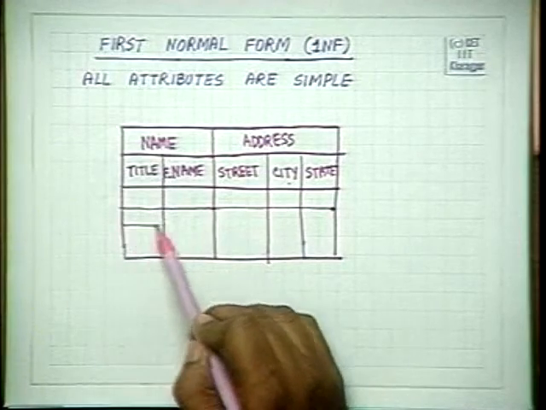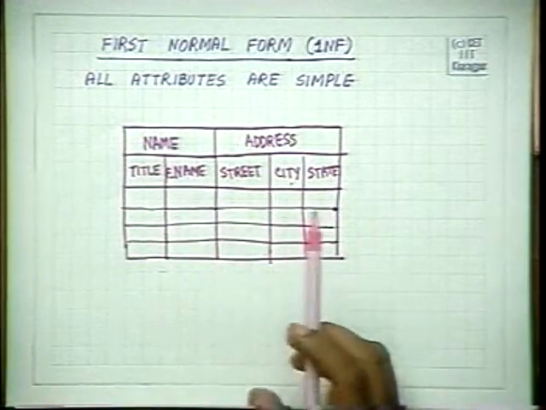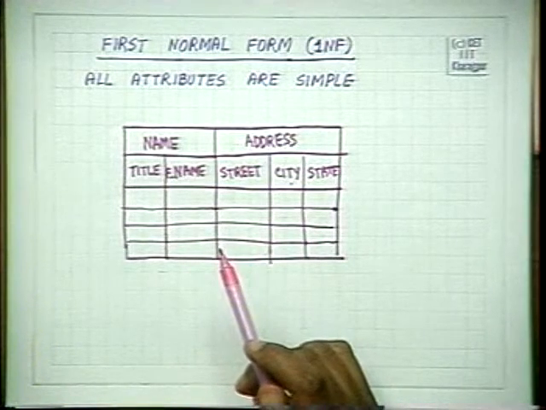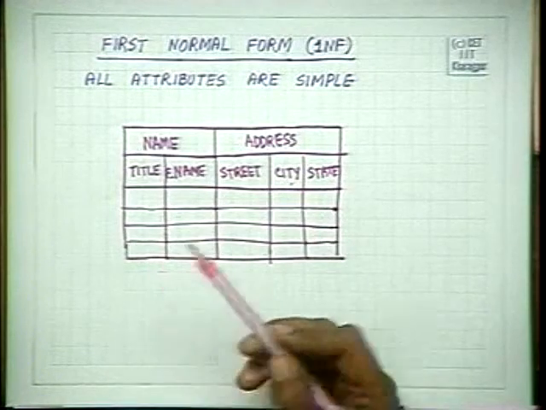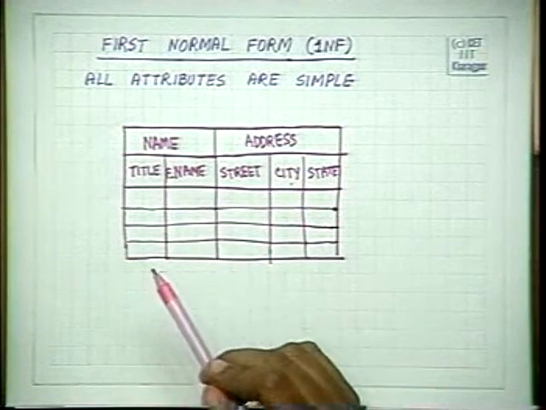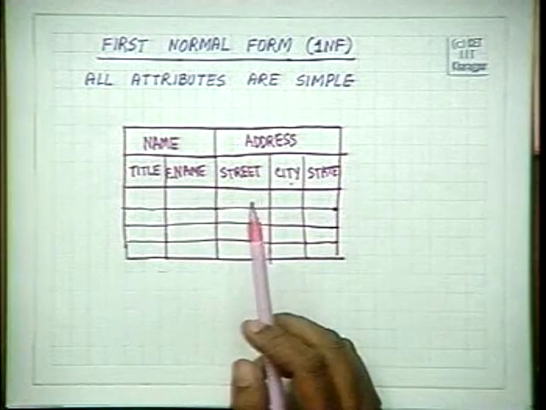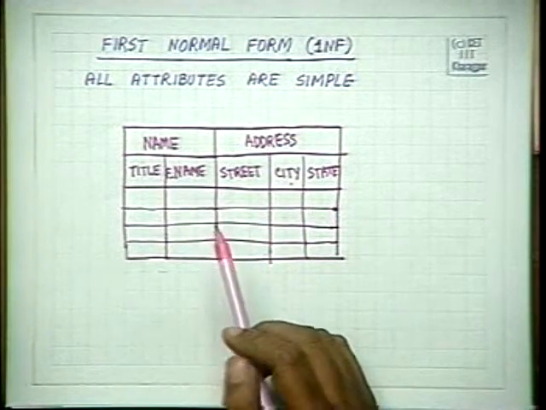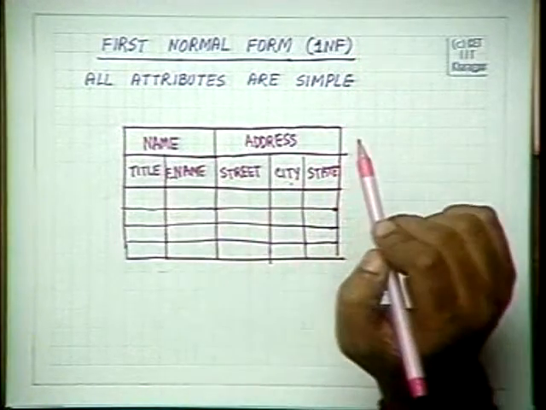In many places such definitions are allowed because it helps in tackling several queries much more easily. Find out those people who have got the same address, those people who live in the same street but in different cities. Funny things like this can also be there. But the first normal form says all attributes must be simple.